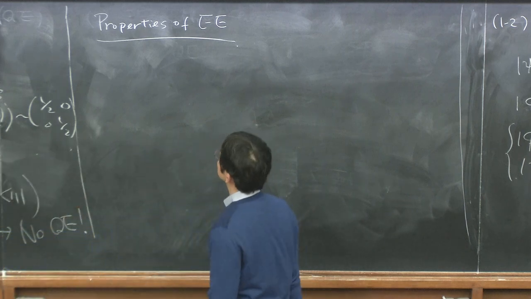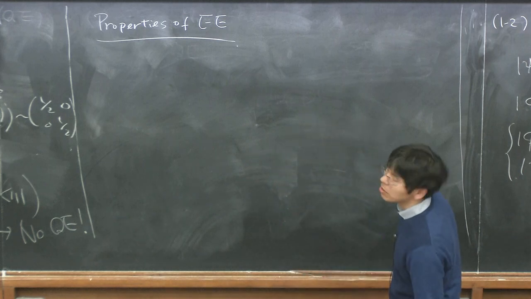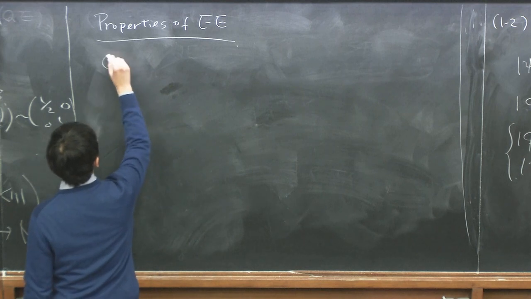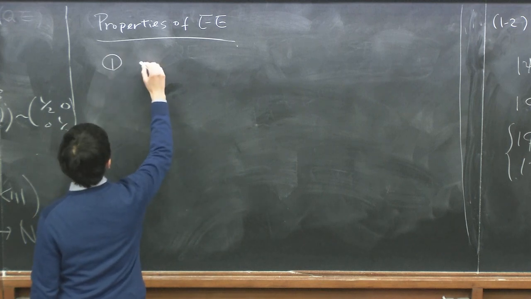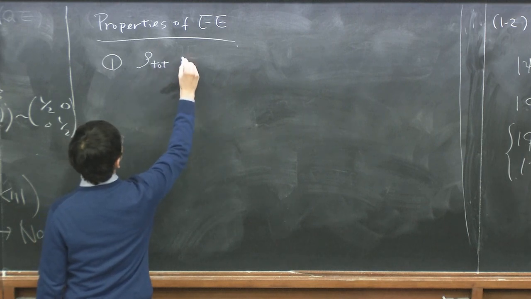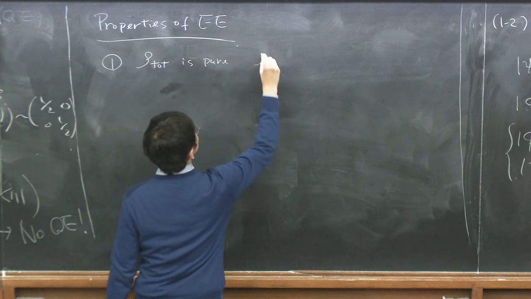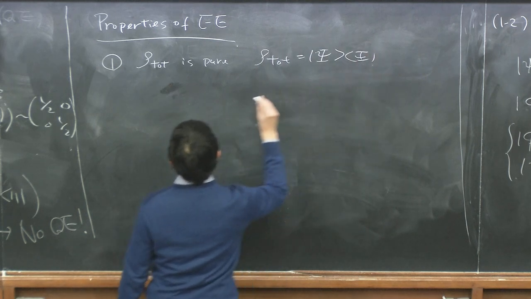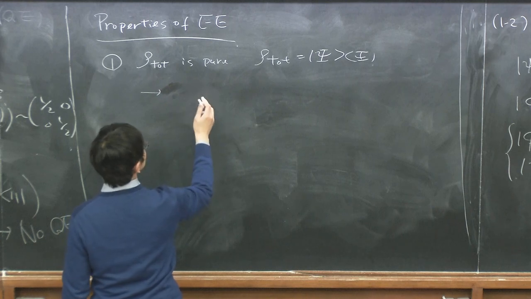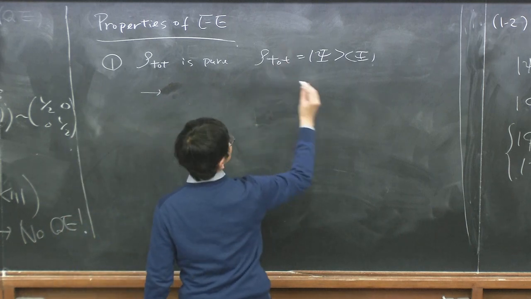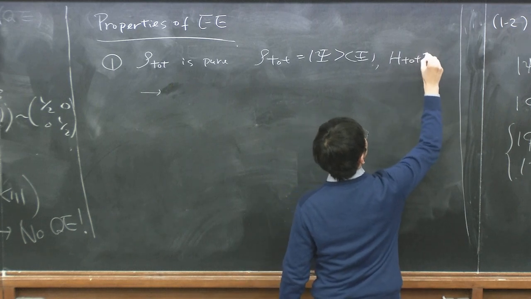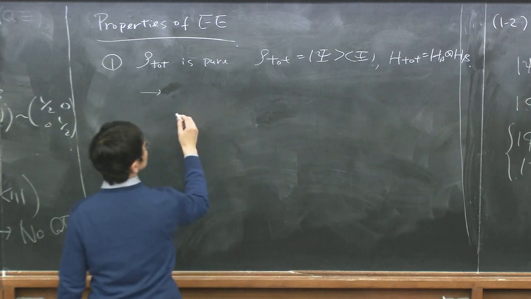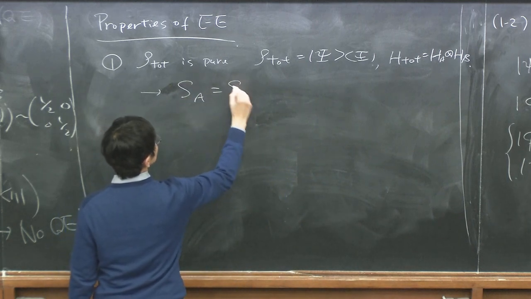There are many properties, especially many inequalities, but essentially the most important one is the following. This is a very basic one. First, let's assume the total density matrix is pure, so we can write it this way, as some wave function. Then immediately you see, decomposing the total system into two parts, H_A times H_B, we immediately find S_A equal to S_B.